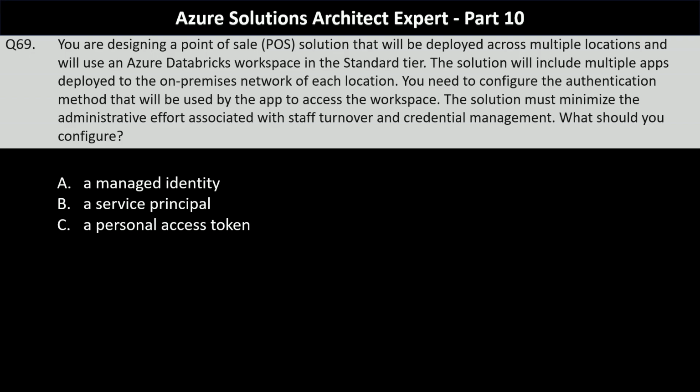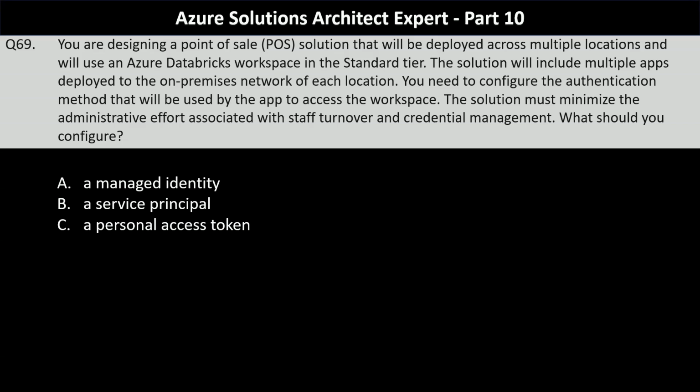You are designing a point of sale solution that will be deployed across multiple locations and will use an Azure Databricks workspace in the standard tier. The solution will include multiple apps deployed to the on-premise network of each location. You need to configure the authentication method that will be used by the app to access the workspace. The solution must minimize the administrative effort associated with the staff turnover and credential management. What should you configure? Your options are a managed identity, a service principal, a personal access token.